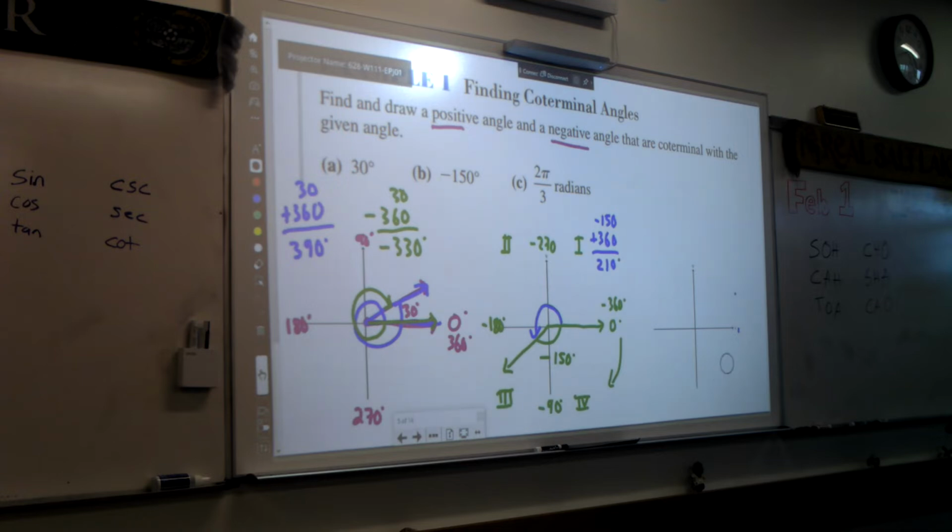That's what I was thinking too. That sounds good. So I could get there by doing 360 plus that angle.